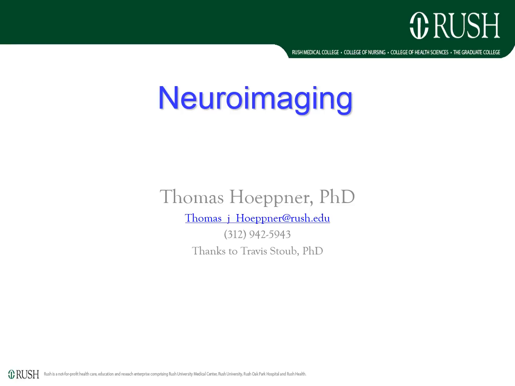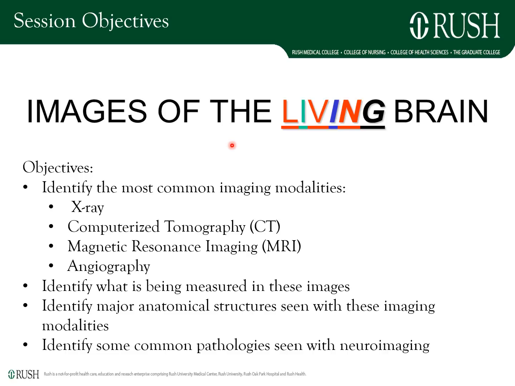Welcome to a session on neuroimaging. We'll be looking at images of the living brain with the objective to identify some of the common imaging modalities: X-ray, CT scanning, MRI, and angiography. We'll be looking at what is being measured in each of these images, the major anatomical structures seen with these imaging modalities, and some of the more common pathologies seen with these images.